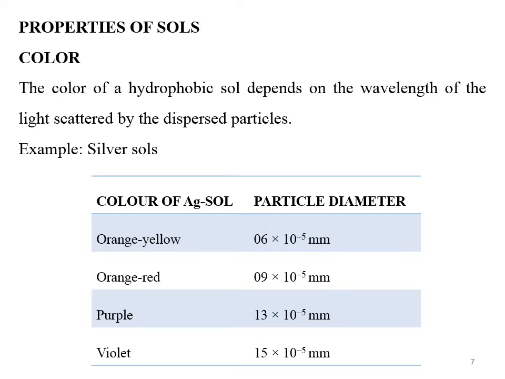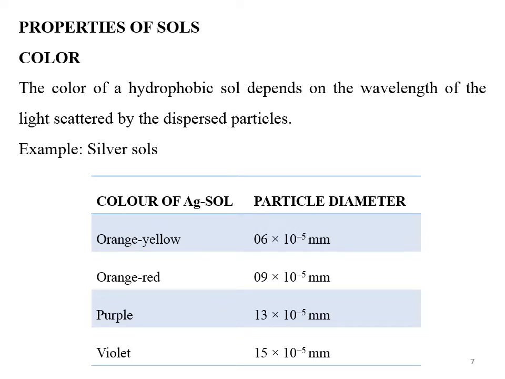Starting from the color of a hydrophobic sol, it depends on the wavelength of the light scattered by the dispersion particles. It means this is also a characteristic of the sol that when light falls on the sol particles, it is scattered. This scattering is responsible for the color of that sol, and the color originates from the wavelength of light which is scattered from the sol particles. So the wavelength of the scattered light again depends on the size and nature of the particles.